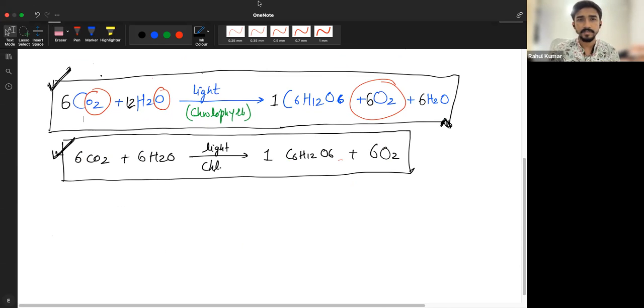Think for a moment. I'll just take a quick break and I'll be back. Okay. Think, how will you figure out if this oxygen is coming from CO2, or it's coming from H2O? I'll just be back in one.